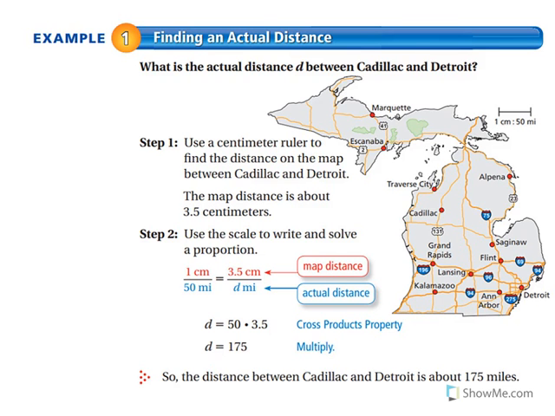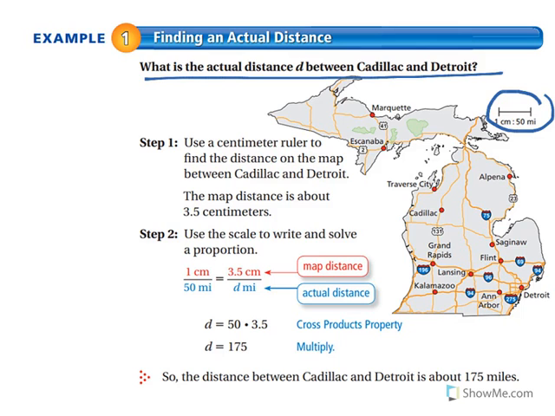All right? So, for example, in this map of that state up north, the question asks us, what is the actual distance between Cadillac and Detroit? We're going to use D for distance. Something I'm going to point out is that we need to have our scale to figure this out, and there's always going to be a scale somewhere. Our scale is written right over here.